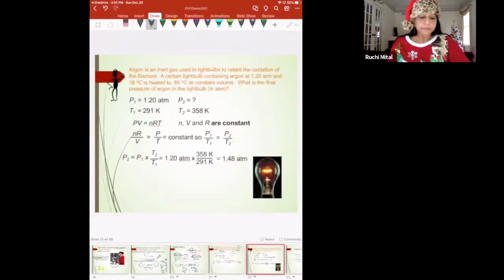You have a couple of practice problems in your flipped video, so make sure you try some. Then here is another example. Argon is an inert gas used in a light bulb to retard the oxidation of the filament.